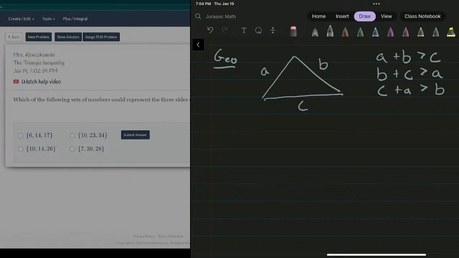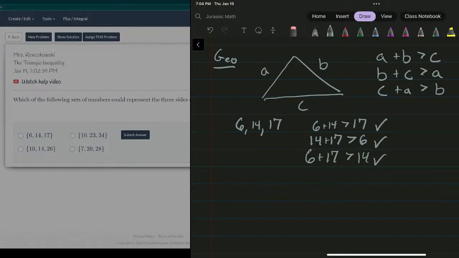So in this case, let's start off with that very first one. We have a triangle that's 6, 14, 17. So in order for this to be a triangle, we have to just do 6 plus 14. Is that greater than 17? Well, 6 plus 14 is 20. Is 20 bigger than 17? Yep. So that's a true statement. We can do 14 plus 17 is greater than 6. Definitely true. And then finally, we can do 6 plus 17 is greater than 14, which once again is definitely true. So that means this is a triangle.